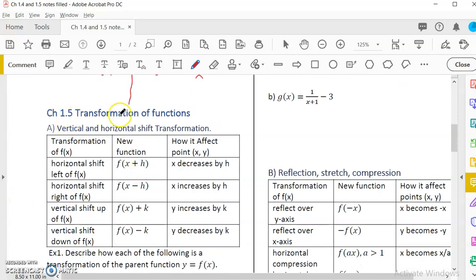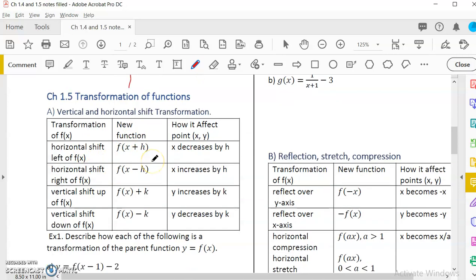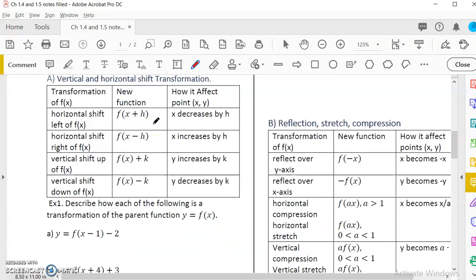So we're going to do 1.5, which is transformation of function. In transformation of function, we look at how when you make some changes to the function input as well as the function output, you can use this relationship to graph a function.